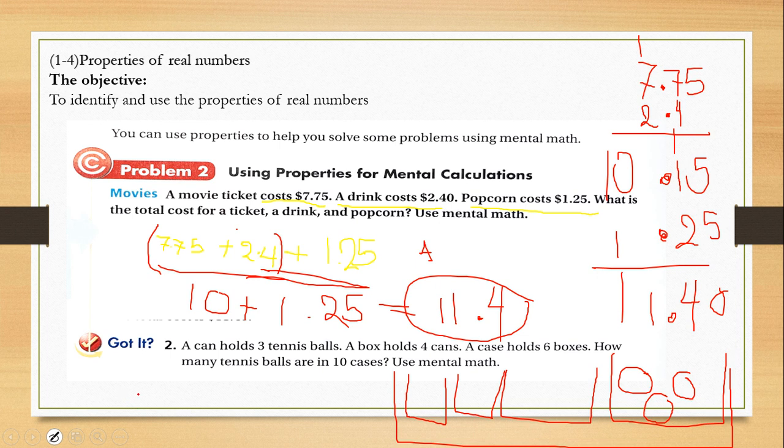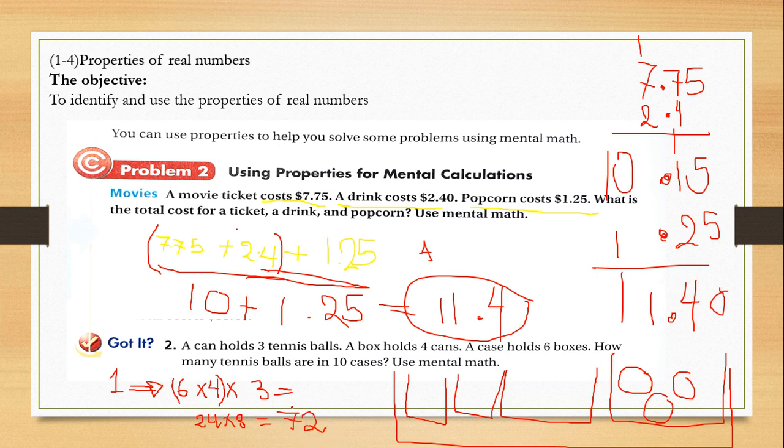So you know that in one case there are 6 boxes. In each box there are 4 cans. So just multiply them. In each can there are 3 tennis balls. You can just use grouping. It's up to you if you want to multiply this to get 12, or if you want to multiply 6 times 4 first, which is 24, then 24 times 3 to get 72.